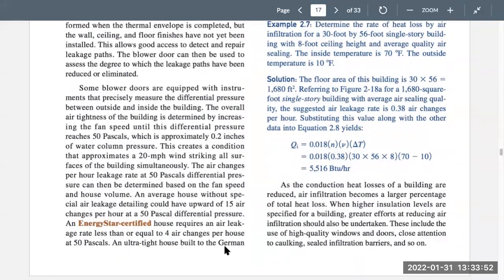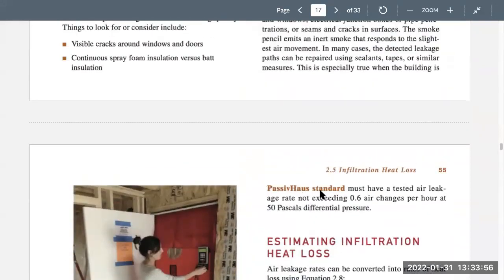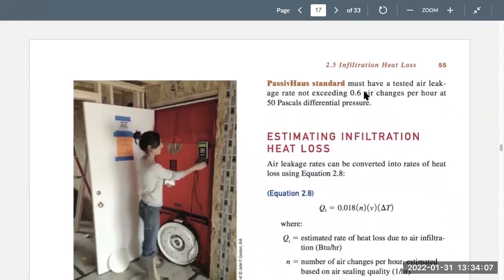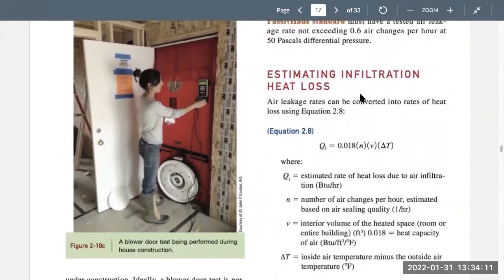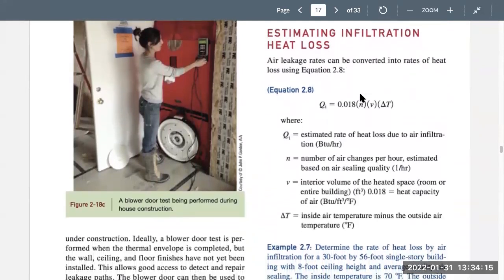An ultra tight house built to the German Passive Haus standard must have a tested air leakage rate not exceeding 0.6 air exchanges per hour at 50 pascals. So if you remember when we were doing our thermal calculator, we put 0.5 in there. So let's look at an example of how you would do air leakage.